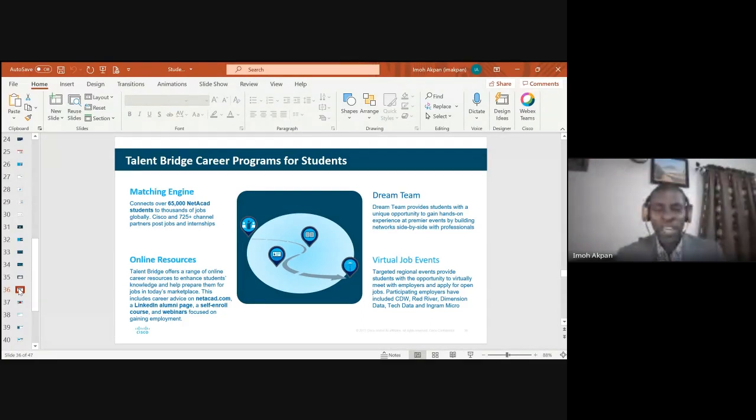It has been able to connect over 65,000 globally to jobs because everything is connected globally. So it's not just restricted to partners in Nigeria. It's across where you have Cisco business. That is where it's open.